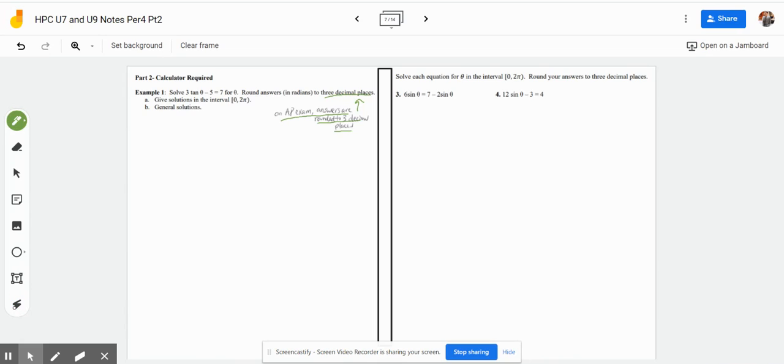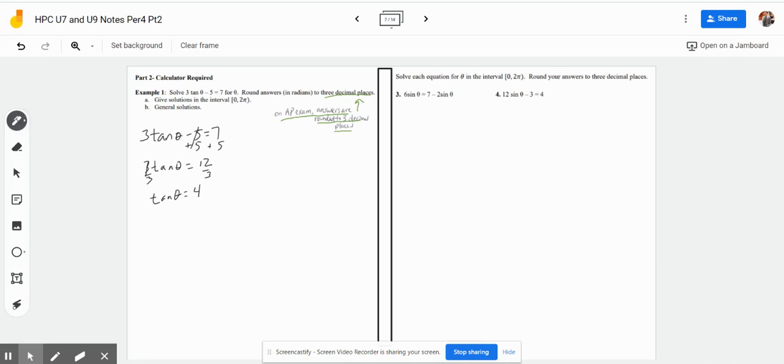So when we're solving for these trig equations, just like what we did before in the previous problems, you want to isolate the trig function first. So we have 3 tan theta minus 5 equals 7. So to isolate tangent, we're going to add 5. 3 tan theta equals 12. And then divide both sides through by 3. So you have tan theta is equal to 4. And 4 is not a recognizable unit circle value.